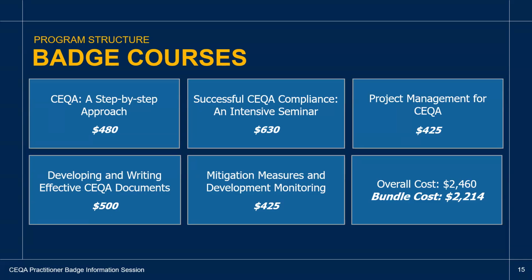Overall, the cost of all 5 courses combined is $2,460. If you bundle the courses together and pay up front and receive that 10% discount, the cost of the program is reduced to $2,214.